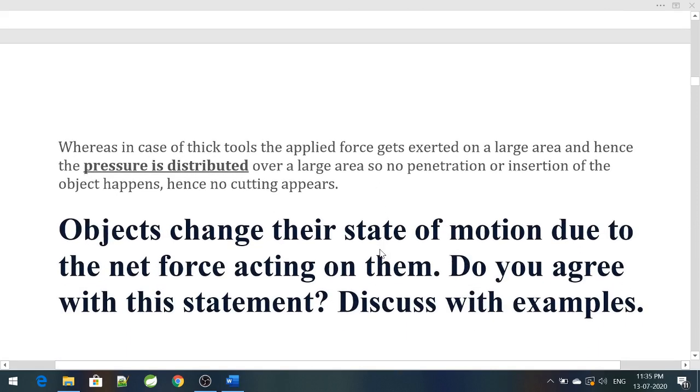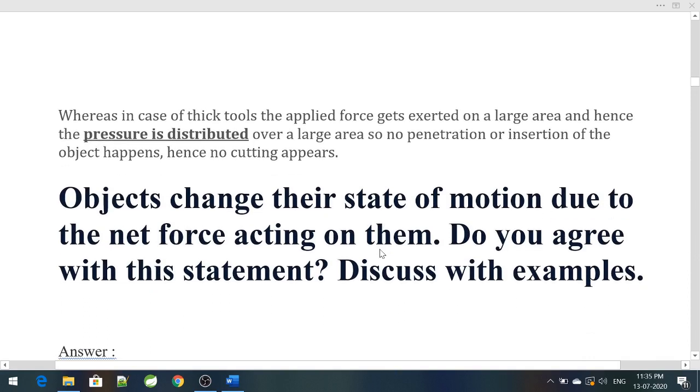Area-wise we can take it as the answer. Whereas in the case of thick tools, the applied force gets exerted on a large area, and hence the pressure is distributed. So the pressure gets distributed.